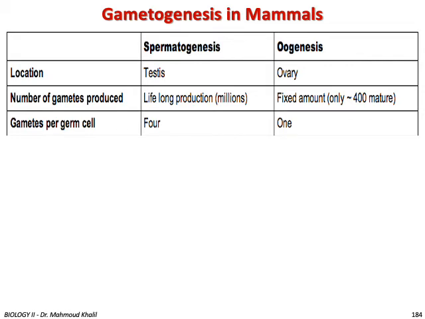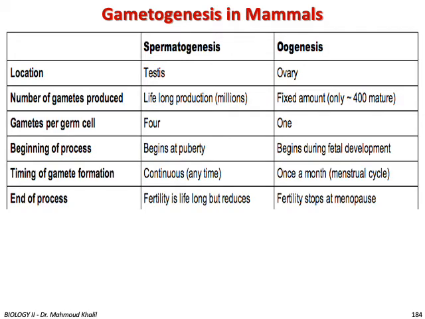This is a nice comparison between spermatogenesis and oogenesis. You can see the location, then the number of gametes produced, fewer of course in the case of the female, and then the gametes per germ cell, 4 in male, 1 in female, and the beginning of the process. Spermatogenesis begins at puberty, while oogenesis begins during fetal development, while it is inside the womb.